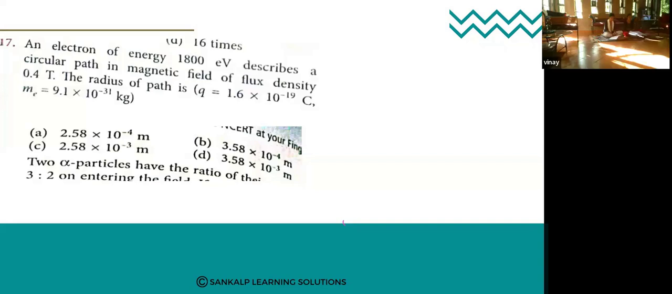See, an electron of energy 1800 electron volt describes a circular path in magnetic field of flux density 0.4 Tesla. The radius value you have to calculate. In the previous question, what did we do? A formula for radius, you can take. First copy down the values. Electron energy is 1800 electron volt. Magnetic field is 0.4. Charge is 1.6 into 10 raised to minus 19. Mass of the electron is 9.1 into 10 raised to minus 31.